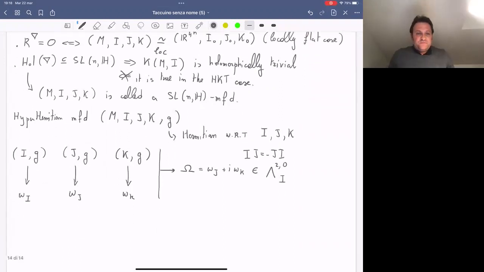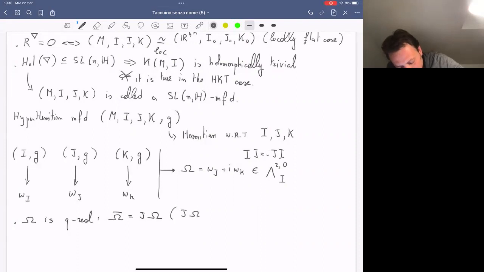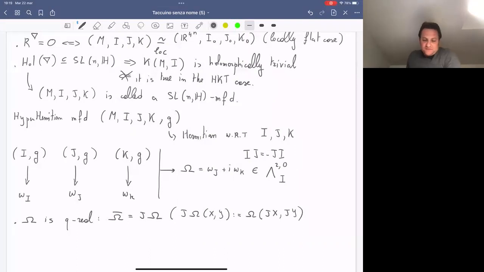This form has two nice properties. The first one is that this form satisfies a condition which is usually called being quaternionic real. This means that if you consider omega bar, this is the same as doing J of omega, where the action of J on two-forms is the canonical one. So J omega of (x, y) is by definition omega of (Jx, Jy). So this is the first property which omega satisfies. And the second one is that omega is positive.